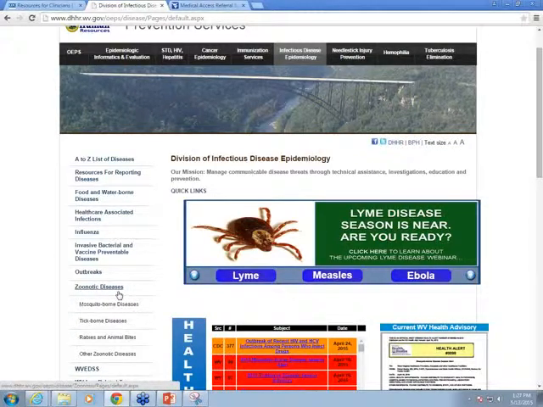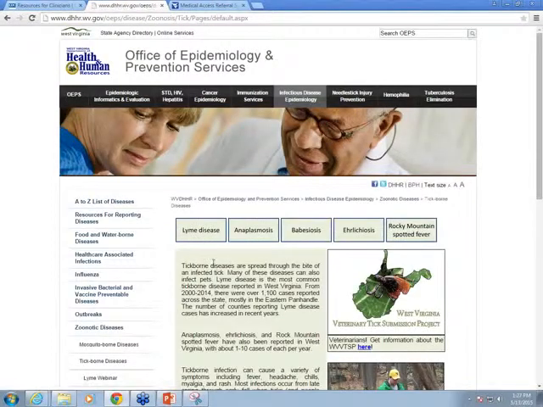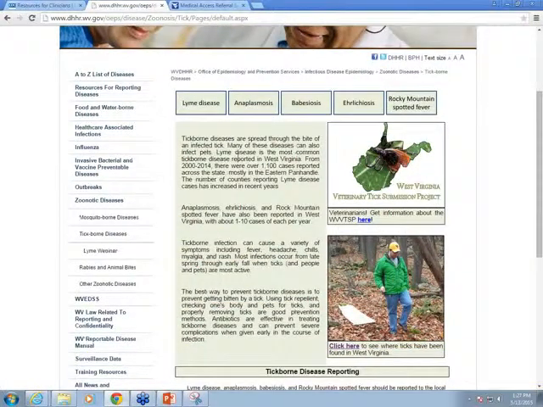On the left-hand side, you can click on zoonotic diseases, and if you are also interested in our mosquito-borne diseases and rabies data, you can click on one of these. But let's click on the tick-borne disease link. Bo also updated our Lyme disease, our tick-borne disease page yesterday, and it looks fabulous. Here is information about all of the different tick-borne diseases we have under surveillance.